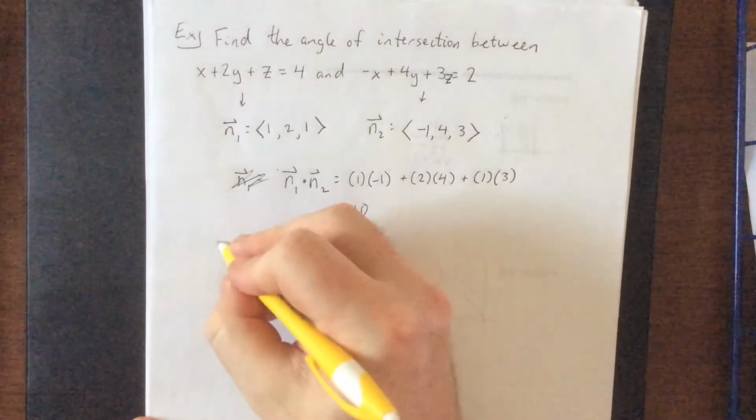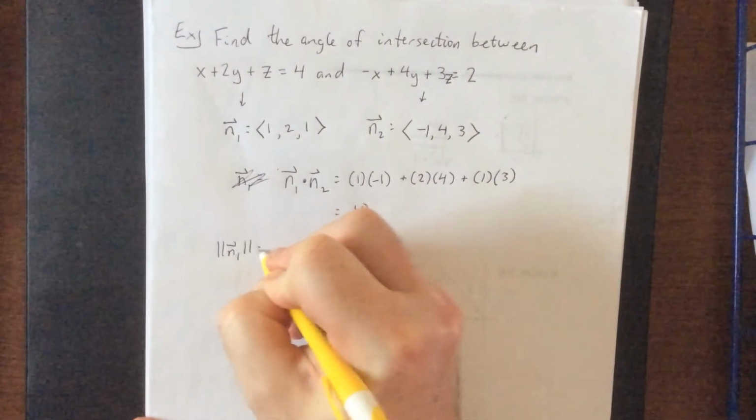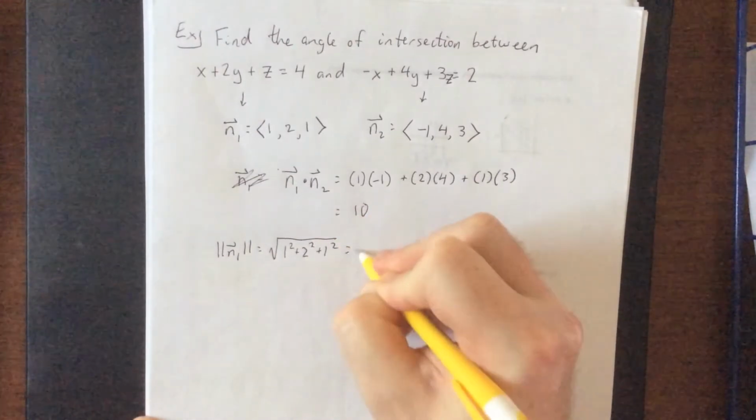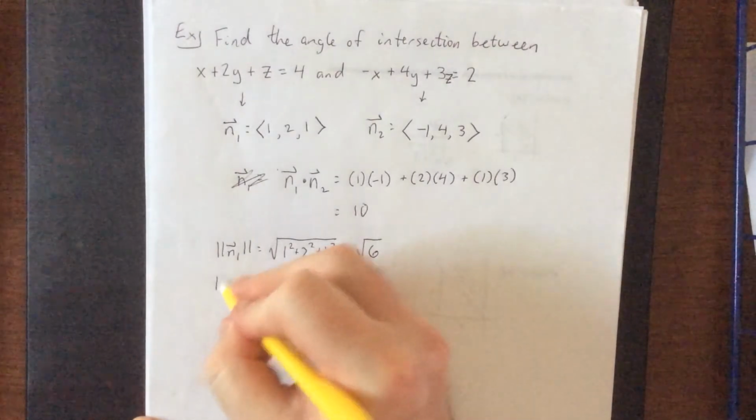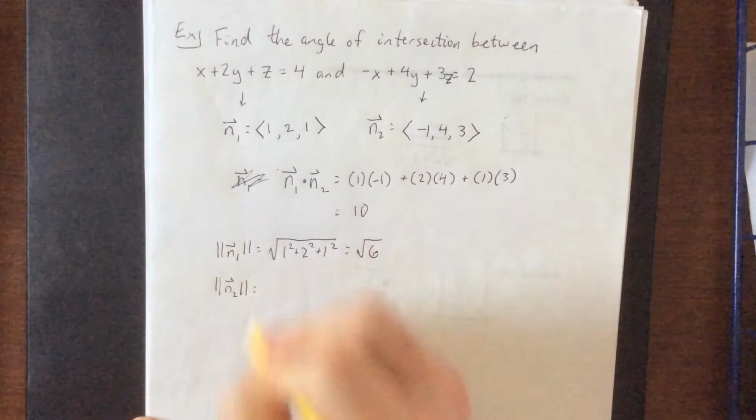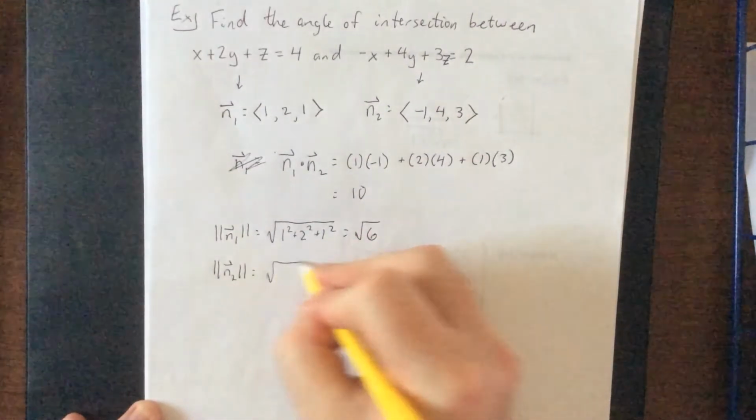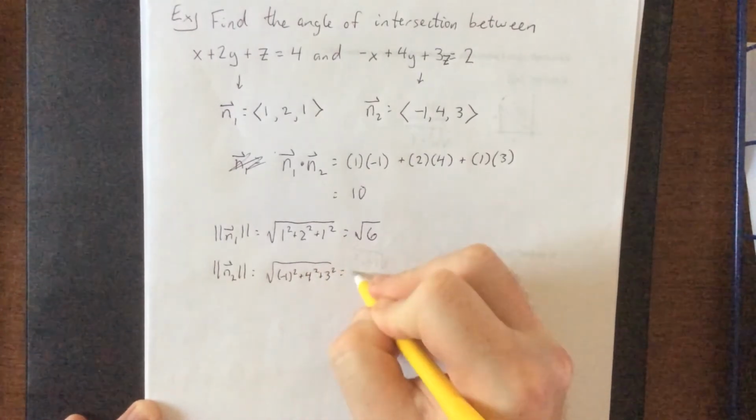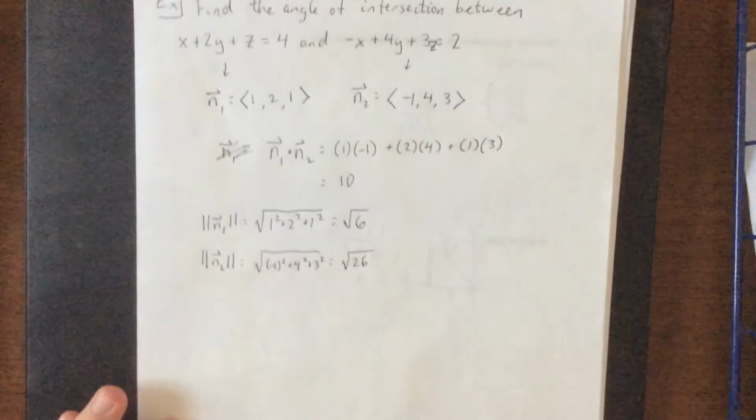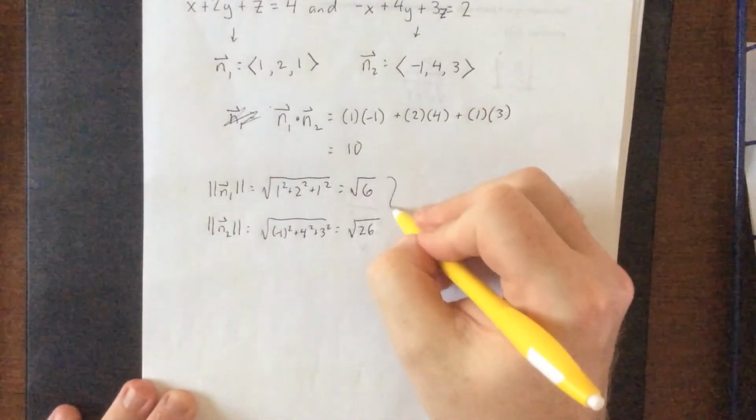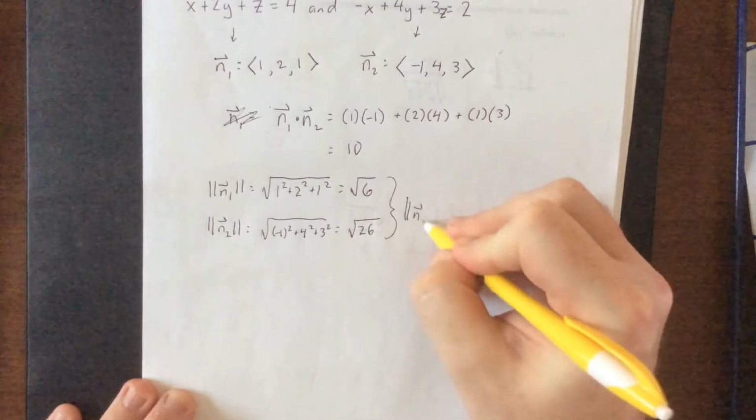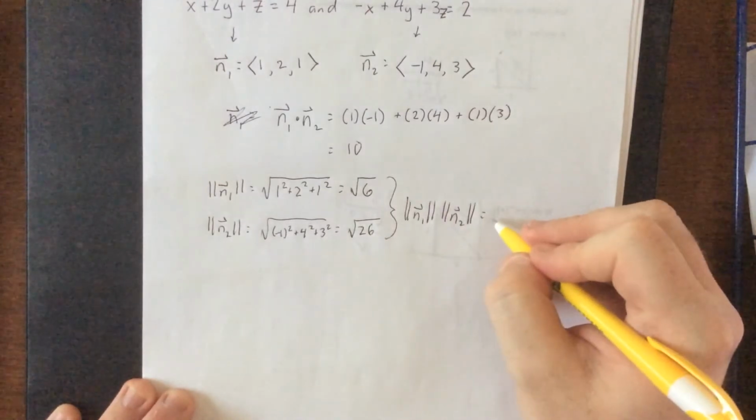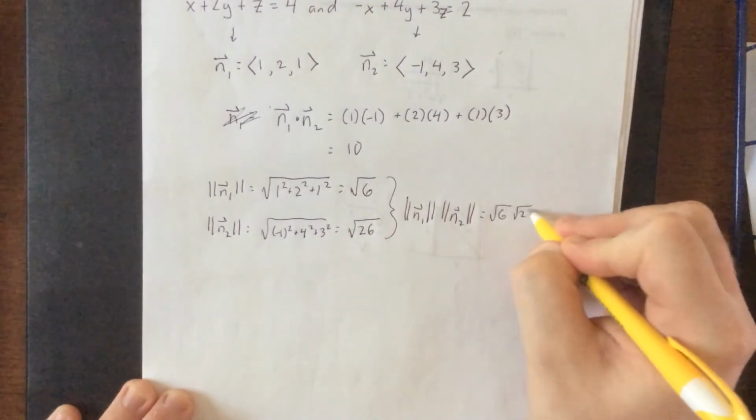Next up, we'll find the magnitudes of the two vectors. Magnitude of normal vector number 1 is the square root of 1 squared plus 2 squared plus 1 squared. Magnitude of normal vector number 2 is going to be the square root of negative 1 squared plus 4 squared plus 3 squared. That'll be the square root of 26. Multiplying these two magnitudes together, which will be needed in our angle formula, we get root 6 times root 26.